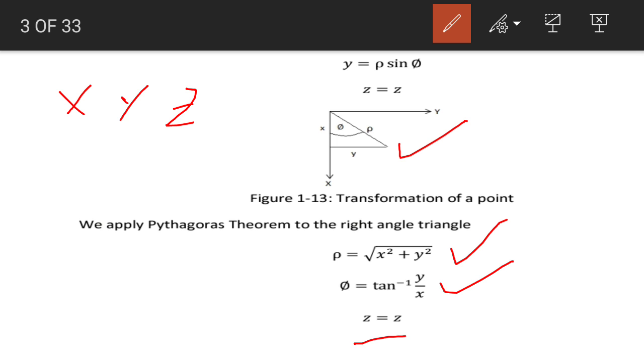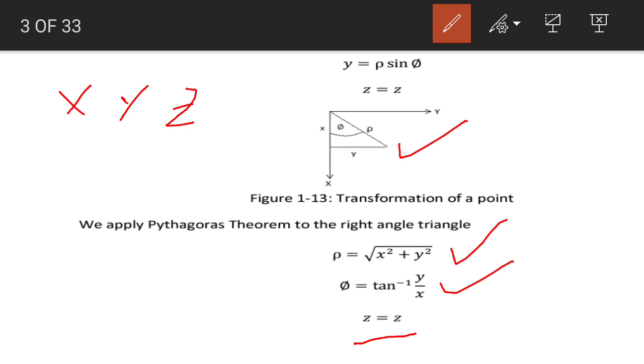And we know that z in the cylindrical coordinate system will be equal to z in the rectangular coordinate system. So z is a common coordinate. So we can find out x, y, z in terms of rho, phi, z. Similarly, we can find out rho, phi, z in terms of x, y, z, and these are the equations which are used to transform a point from the rectangular coordinate system into cylindrical coordinate system, and a point from the cylindrical coordinate system to rectangular coordinate system.